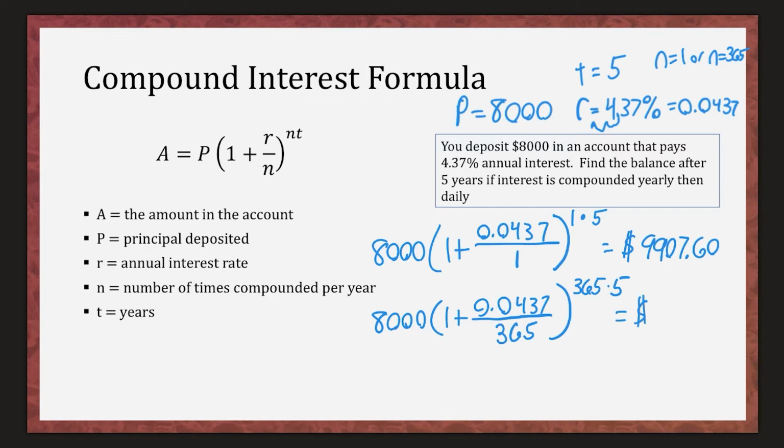So by doing all this out, we should get a slightly higher number. Since our interest rate is only 4.37%, it's not going to be a hugely different number, but it will be different nonetheless. It will be $9,953.54. So just by changing the number of times that interest was compounded per year, the account will actually gain almost $50.